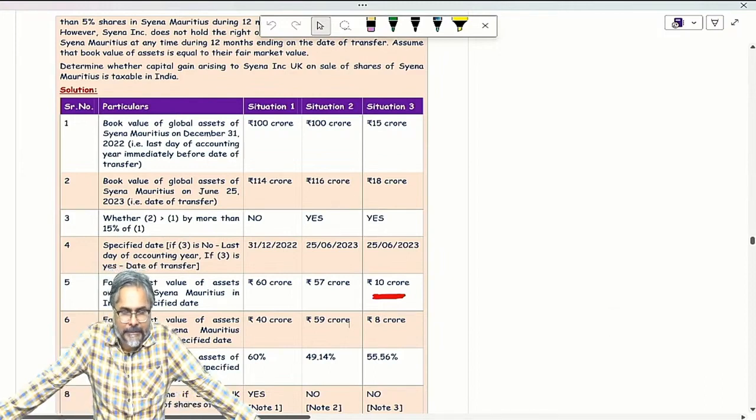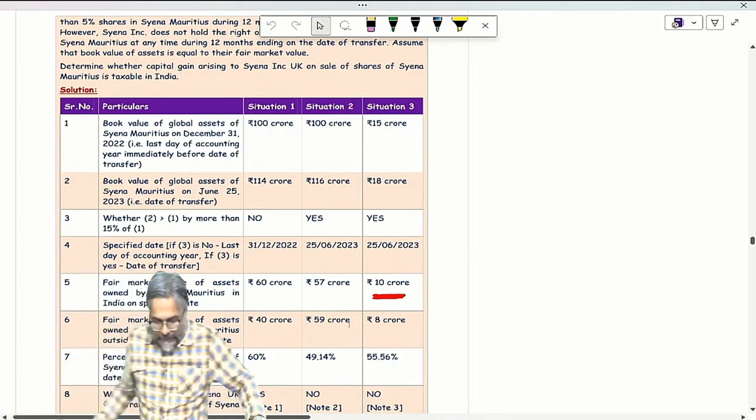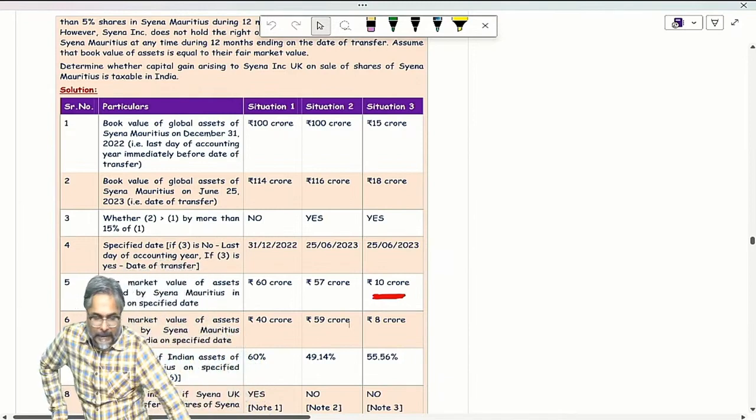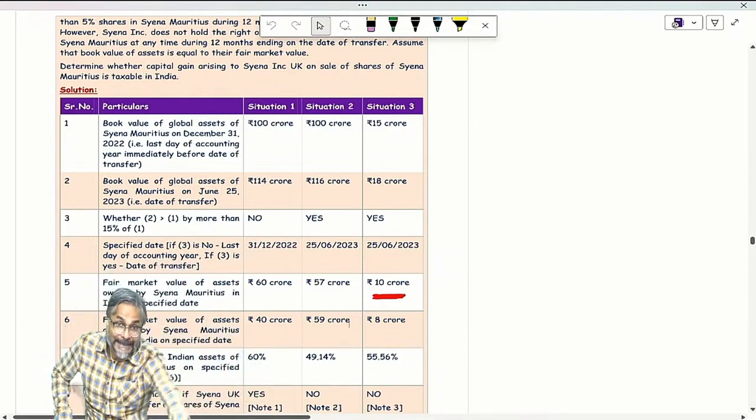So very quickly, we will just recap the things that we discussed in the last lecture. In the indirect transfer, students, you need to focus on that foreign company. Check whether that foreign company derives its own value substantially from an Indian asset. That is the basis of all our exercise. Whether it derives its value from an Indian asset. So in this case, what do we do?